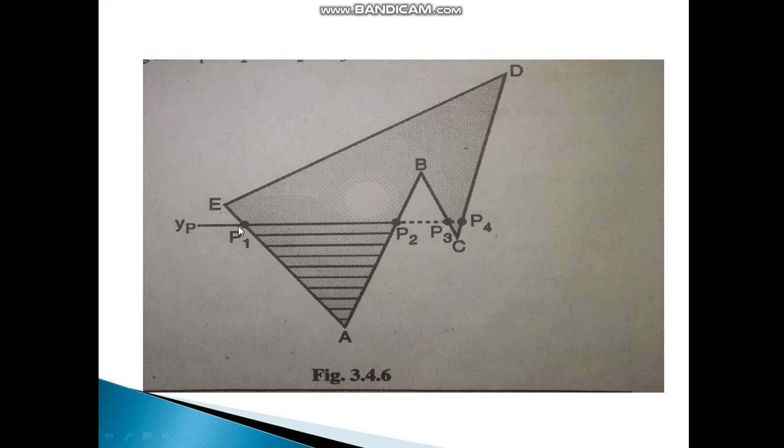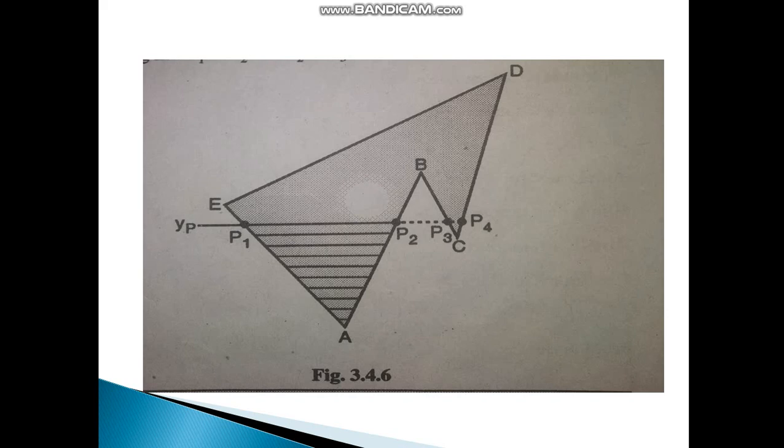The intersection points are P1, P2, P3 and P4. Scanning from left to right, P1 and P2, and P3 and P4 are the pairs. If the pixel is inside the polygon, it is filled, and if the pixel is outside the polygon, it is not filled. It means the span between P2 and P3 is discarded, and we have to fill this portion and this portion only. So P1 to P2 and P3 to P4 are filled.